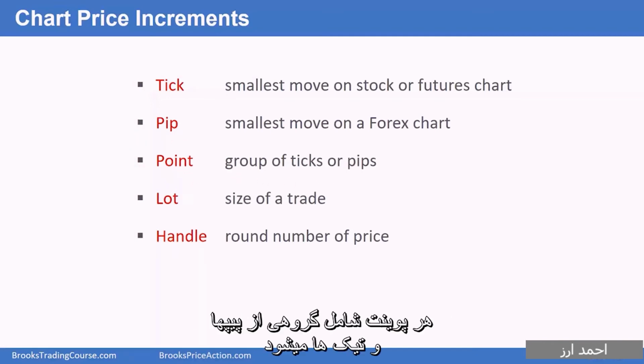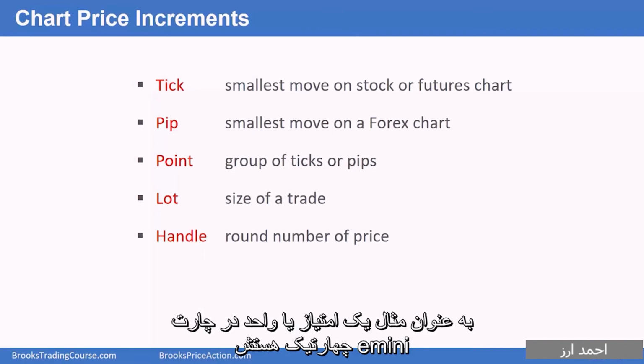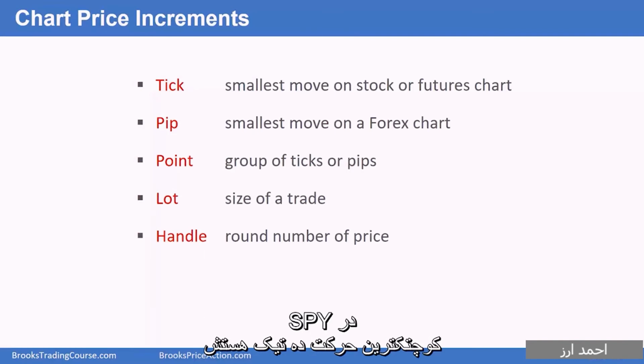A point is a group of ticks or pips. So for example, 1 point on the E-mini chart is 4 ticks. A corresponding move on the Spider SPY ETF chart is 10 ticks.